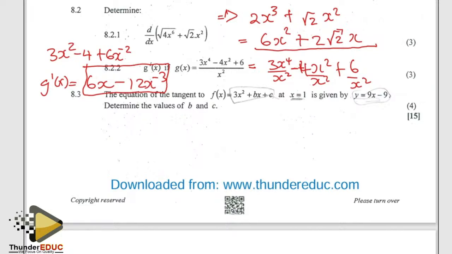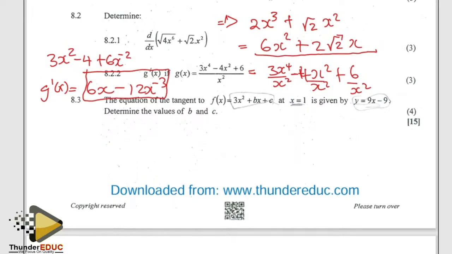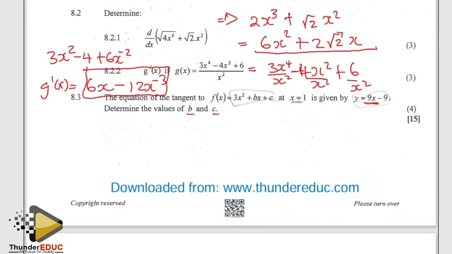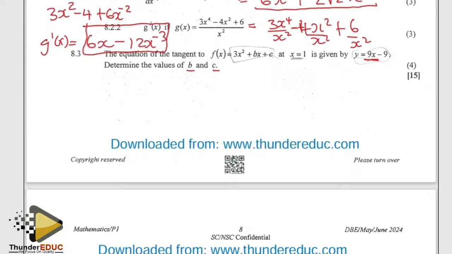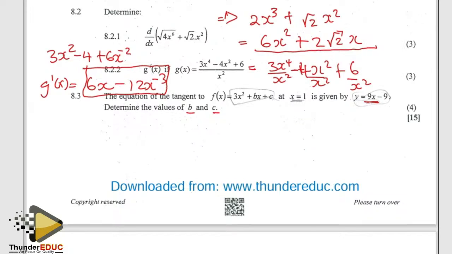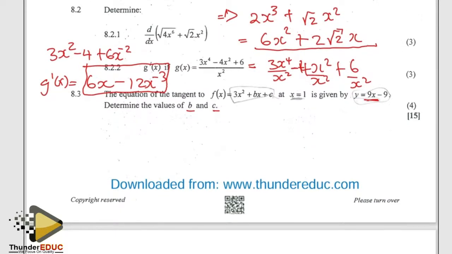8.3, we're given the equation of a tangent to this graph at x equals 1 is given by this. Determine the values of b and c. So just like we looked at that question of functions, when a tangent and a graph meet, the two will be equal to each other, okay, at the point of meeting. So let's start by getting the coordinates at the meeting point.